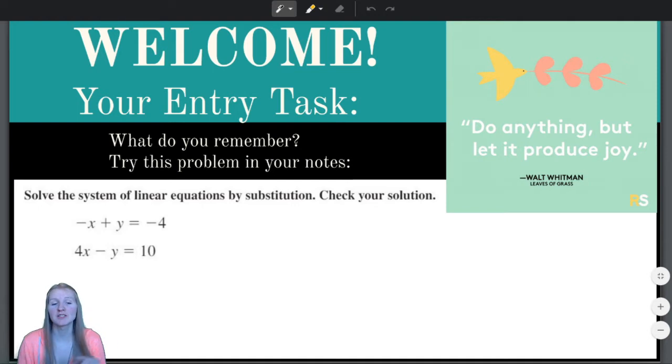You know what to do. Pause the video, try this problem in your notes, and then unpause it to do it with me. Okay, we want to solve the system of linear equations by substitution and check our solution.